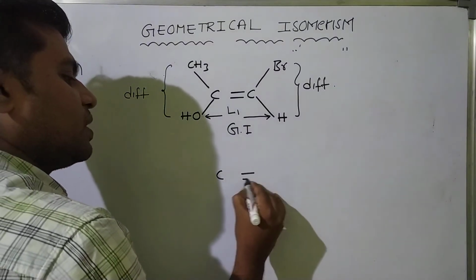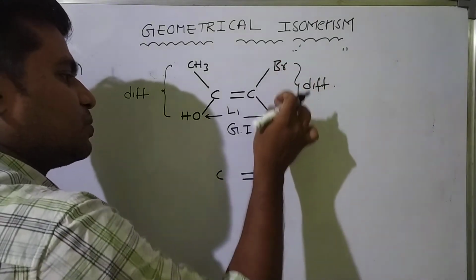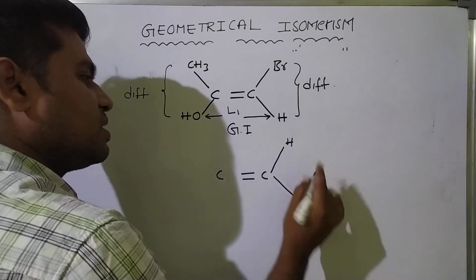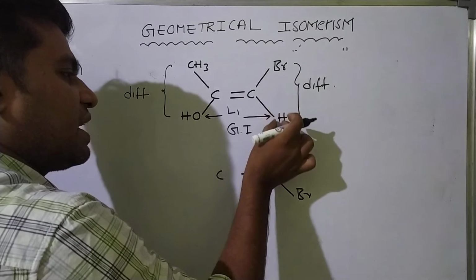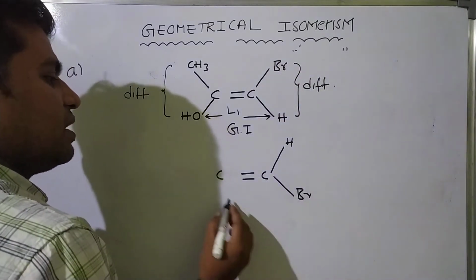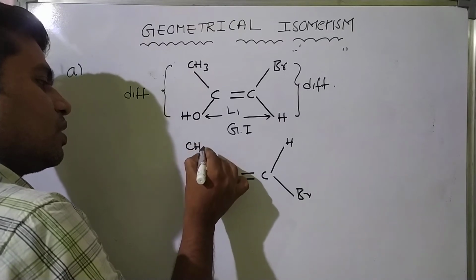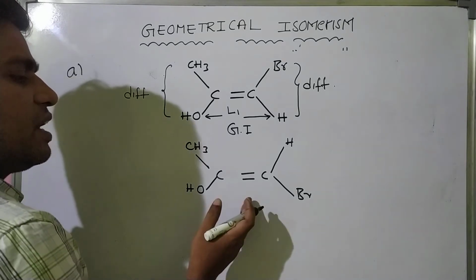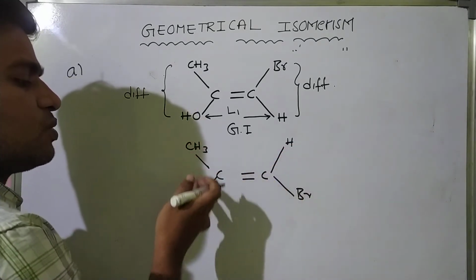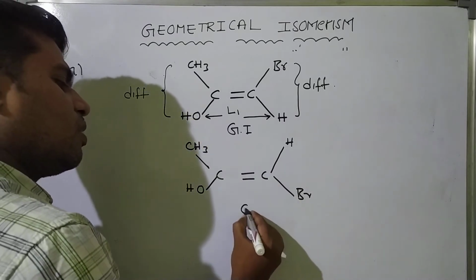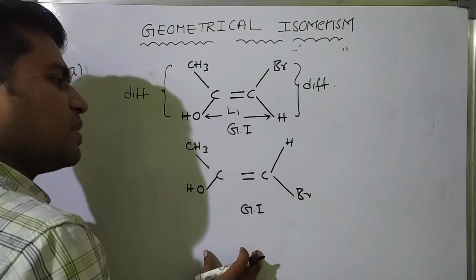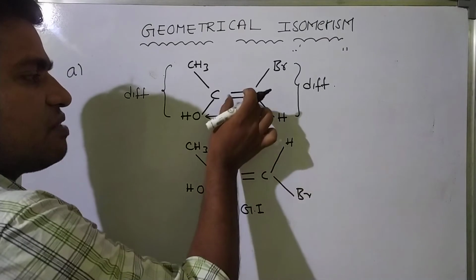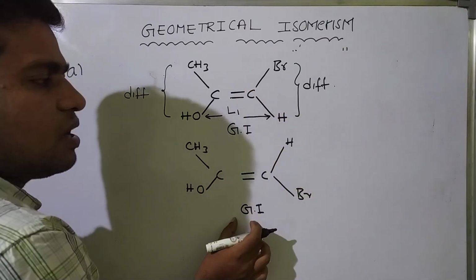Now the next isomer, by exchanging these two groups like this, here hydrogen, here bromine. We just did a small exchange, so this is bromine. Now these two groups remain unchanged, OH. So here also these two groups are different, and these two groups are also different. So this also exhibits geometrical isomerism. So both are geometrical isomers because they have the same molecular formula and the same structural formula.